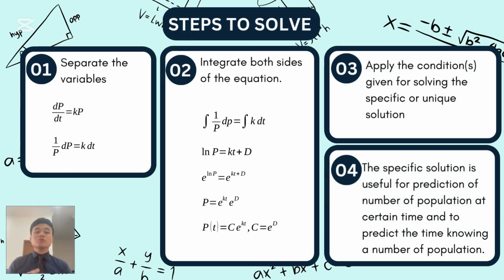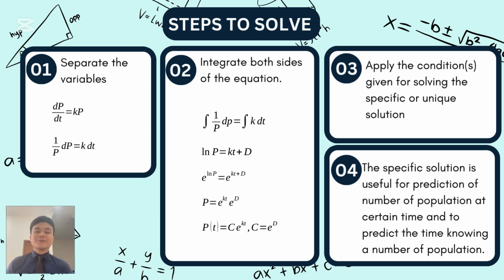There are four steps to solve the population growth equation. Firstly, we separate the variables from dP over dt equal to kP. We separate it to become 1 over P dP is equal to k dt. After that, we integrate both sides of the equation. We integrate 1 over P dP is equal to k dt to become P(t) is equal to C e to the power of kt. C is a constant and also stands for e to the power of d.